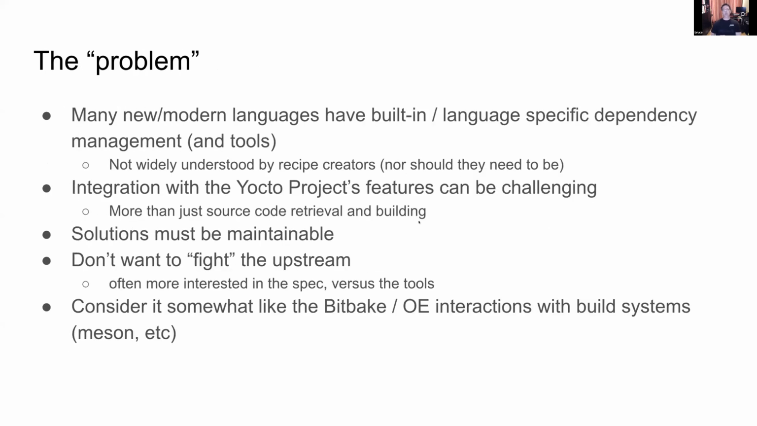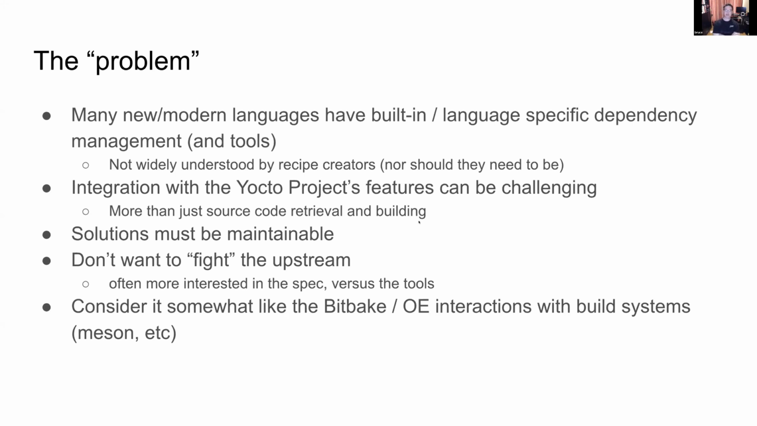All right. So to summarize the problem, it's that many of the new, modern languages, I think everything newer than C is a new language to some of us, but anyway, they have built-in or language-specific dependency management and tools associated with that dependency management, right? In my opinion, the tools and the underpinnings of how they're managing those dependencies are not widely understood by recipe creators. That's me, and I don't think they really should need to be.